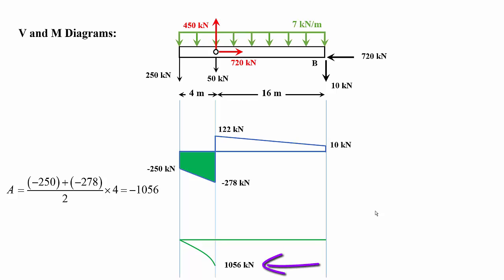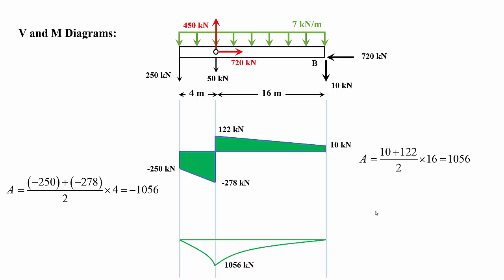Alright, I know that at the end of the beam, the moment is 0. So if this value is negative 1056, this area should give me positive 1056, because if I add it to the negative 1056, I should get a 0. So if I calculate the area just to check, it turns out to be 1056. We draw it, and we're done. This is the shear and moment diagram for this beam. I will use a software to check my answers.